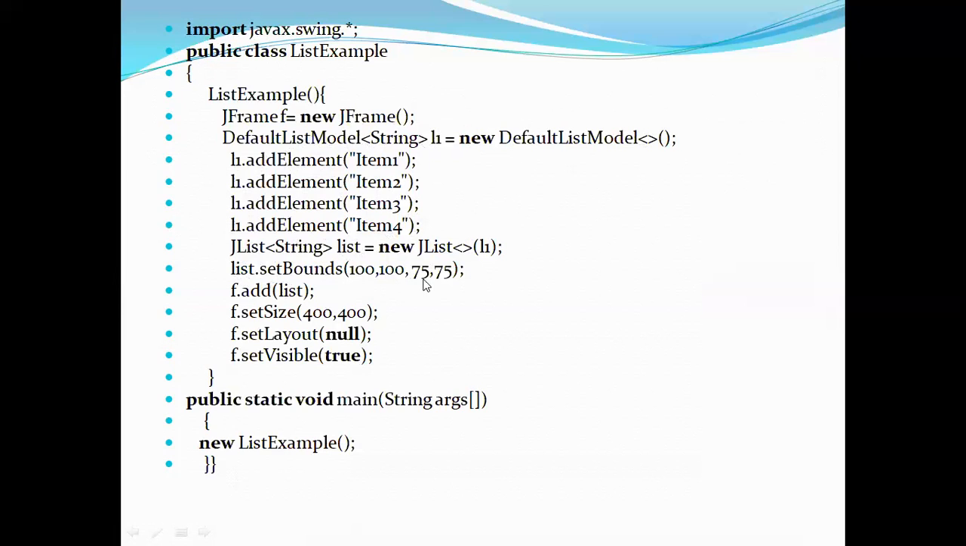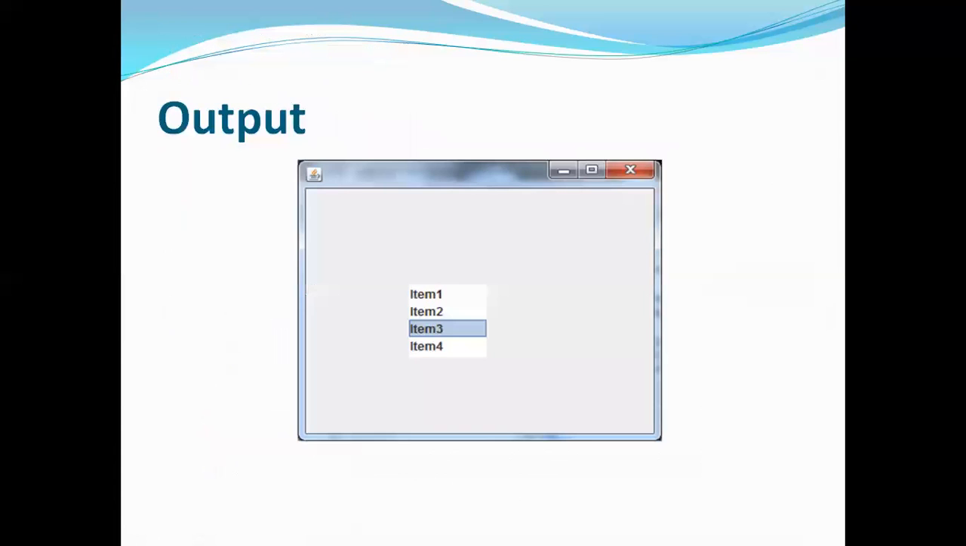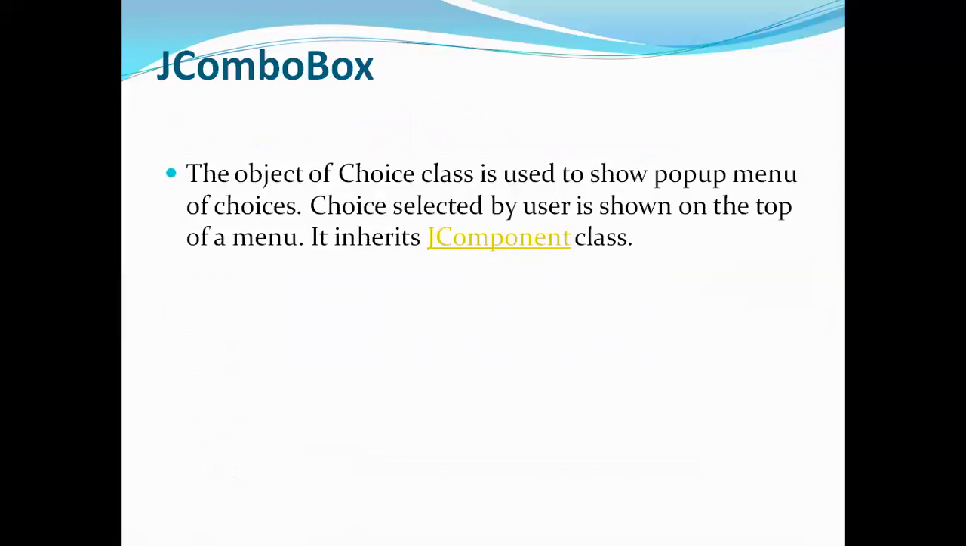Now for this list, I am setting the bounds. Then I am adding this list to the frame and setting the size of frame and setting the layout of frame as null and setting the visibility as true. Then in the main function, I'm creating the object of my class. So this is the program which includes JList for your program. Now let's see the next one.